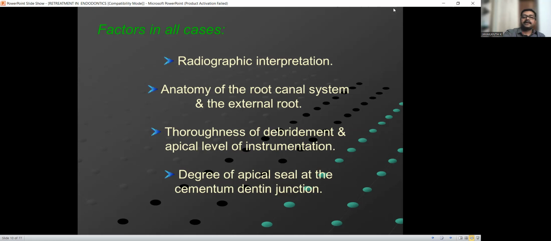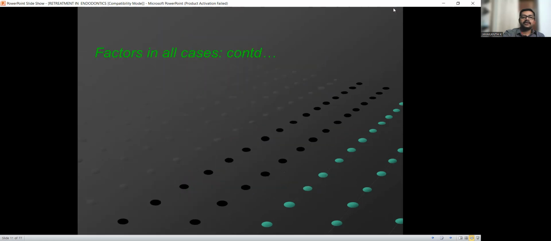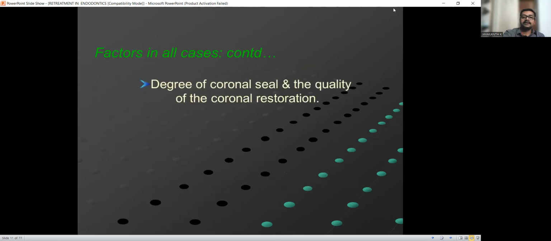Then the degree of apical seal at the cementodentinal junction. The tightness of your apical seal at the CDJ also determines the success rate of your case in all the cases. Factors in all the cases, again, include the degree of coronal seal and the quality of the coronal restoration. Just like the apical seal, the degree of coronal seal also determines the success rate in your case.